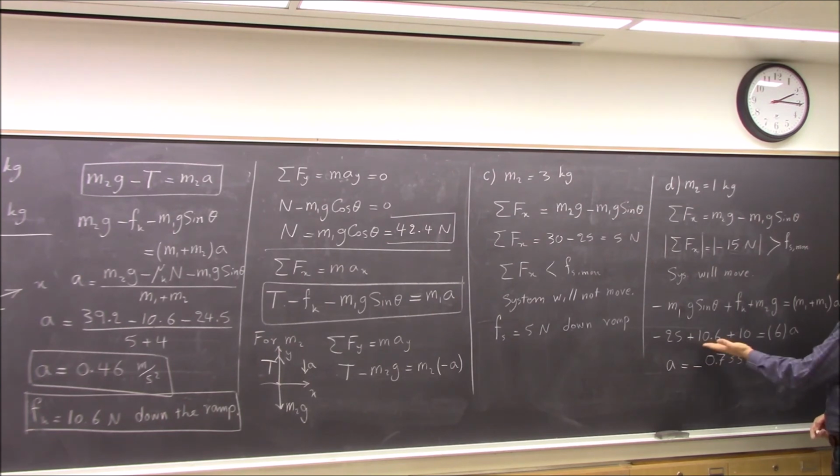And how much is the friction force again? 10.6 up the ramp. Right?